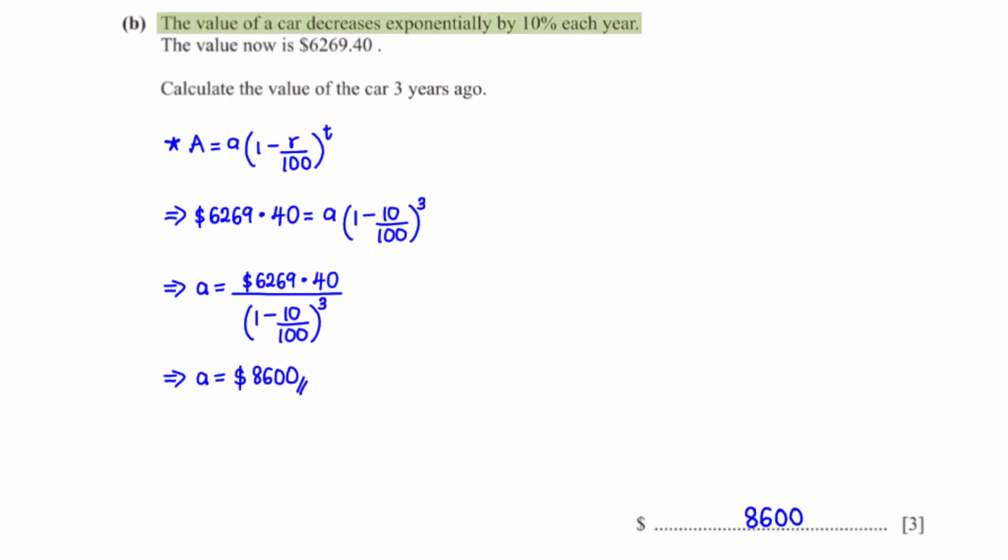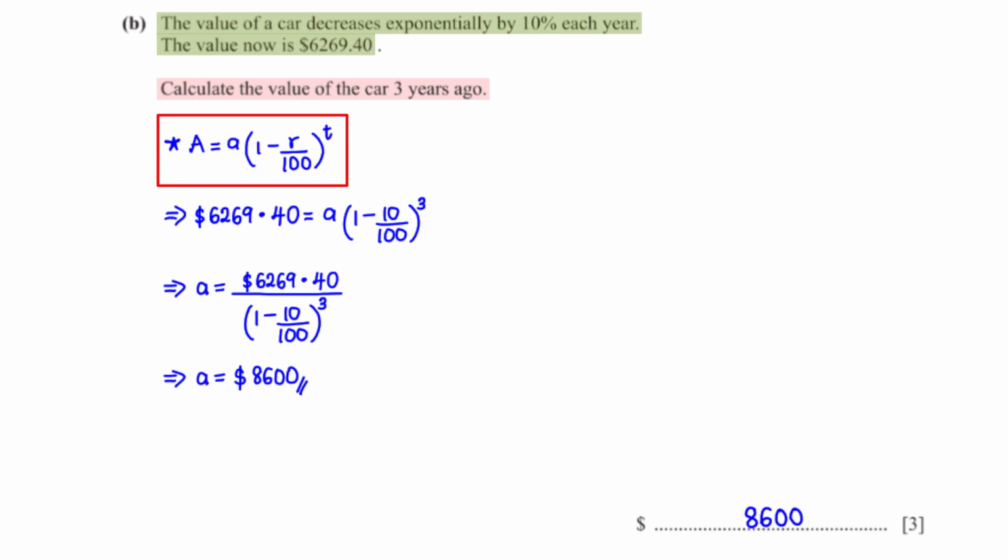The value of a car decreases exponentially by 10% each year. The value now is $6,269.40. Calculate the value of the car 3 years ago. Because of the keyword exponential, we know we can apply the exponential or compound interest formula.